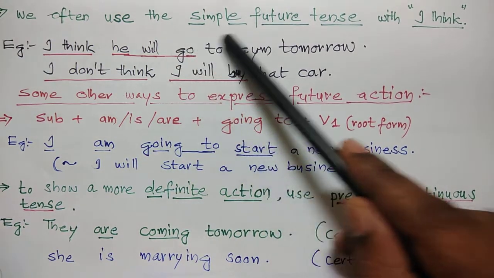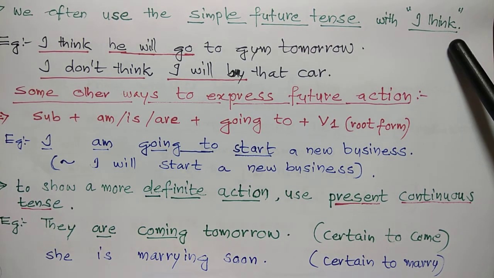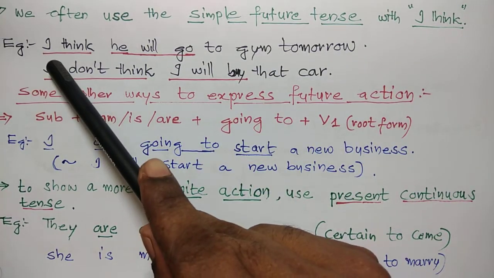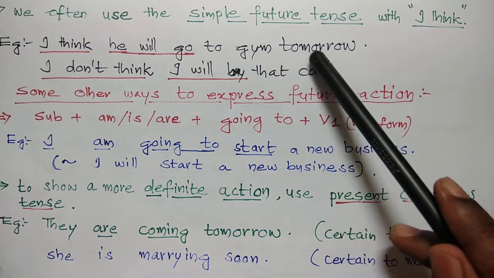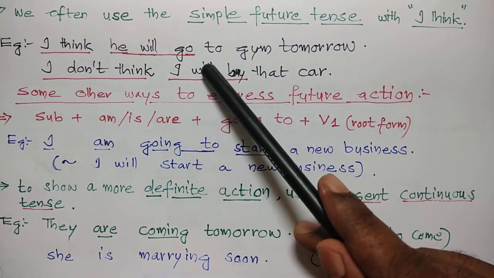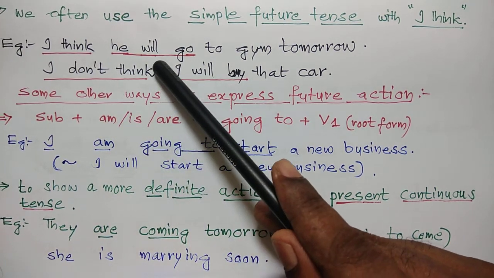We often use the simple future tense with "I think." Along with it, we use the simple future. See, I think he will go to gym tomorrow. I think he will go. That is simple future. So followed by "I think," we use simple future.